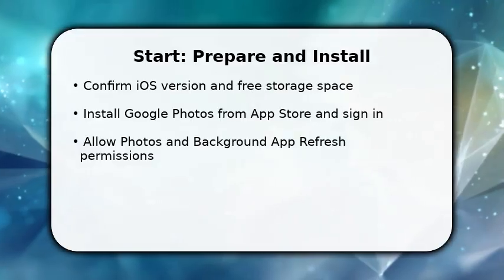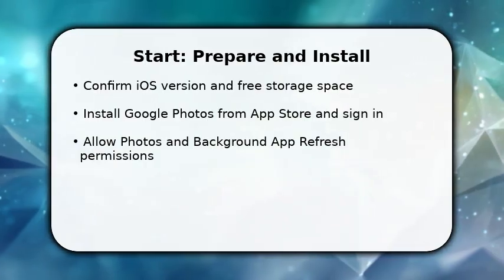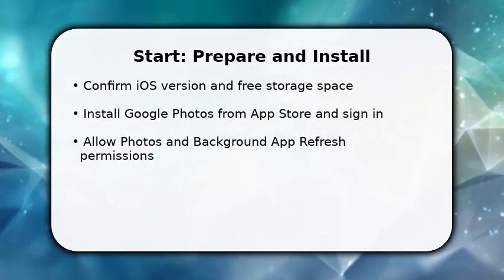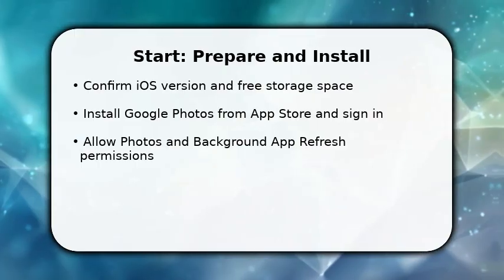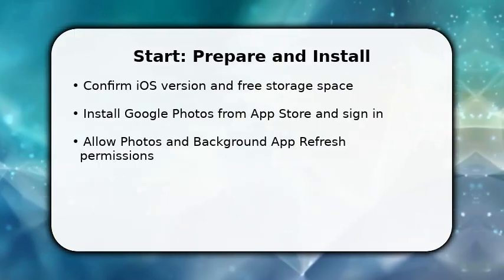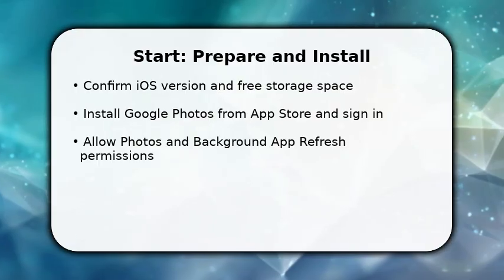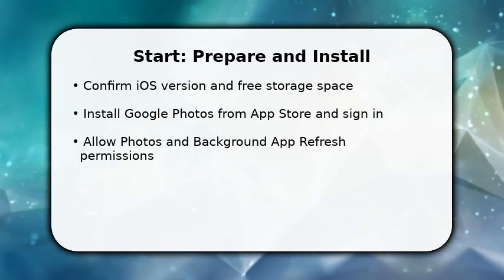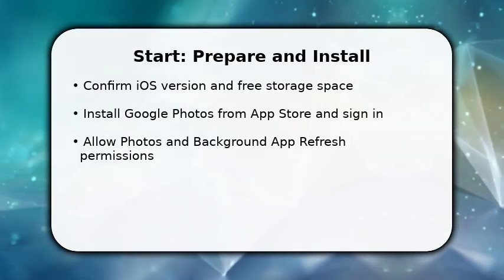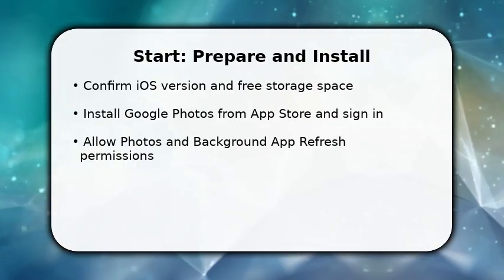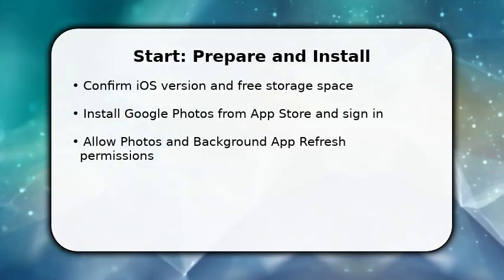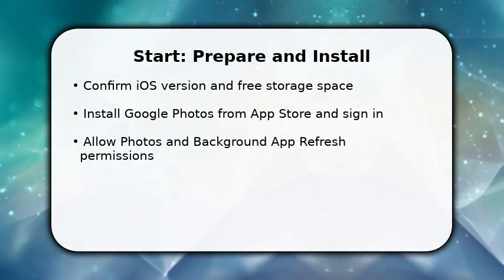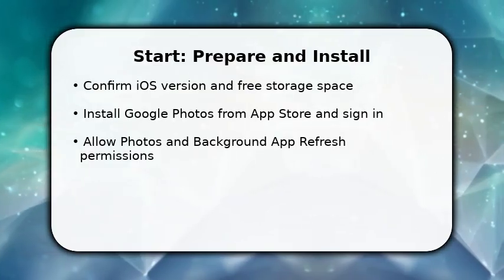You're going to start by getting into the app and granting the right access. First, make sure your iPhone is updated and has enough free space. You'll be uploading originals or high quality. Next, open App Store, install Google Photos, and sign in with your Google account. Once done, accept prompts for Photos access and background app refresh. These permissions let the app read and continuously back up new images without requiring manual imports.